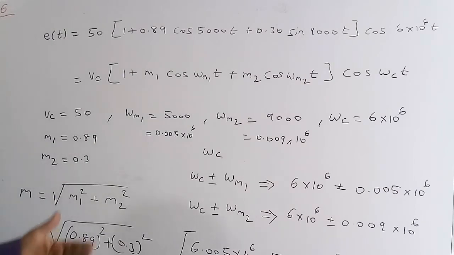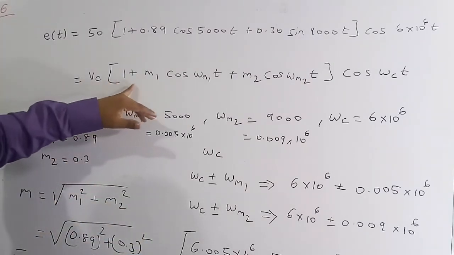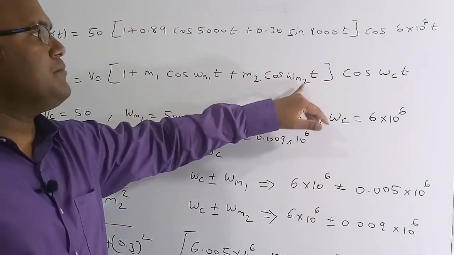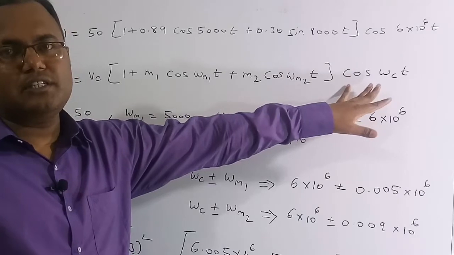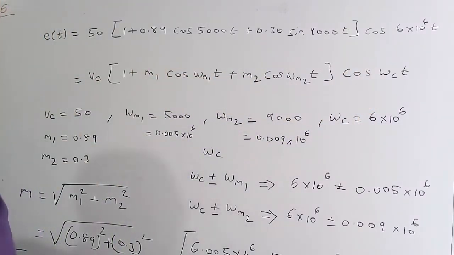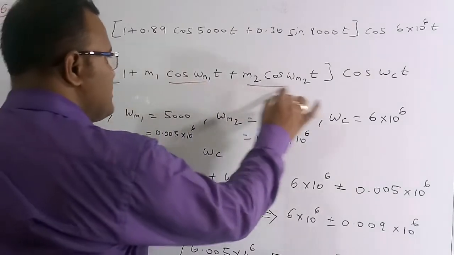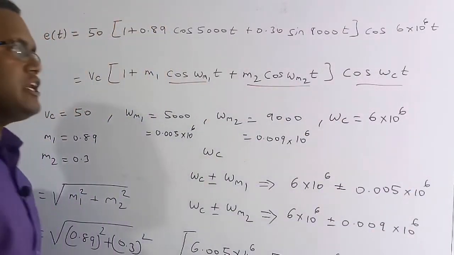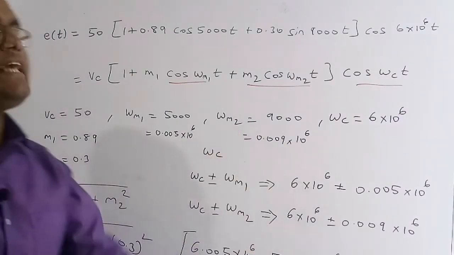So now we are going to compare it with the standard equation. The standard equation is Vc into 1 plus m1 cos omega m1 t plus m2 into cos omega m2 t, into cos of omega c t. By using this equation we get that there are two message signals and there is only one carrier signal.